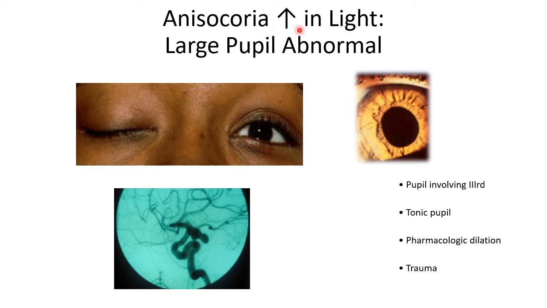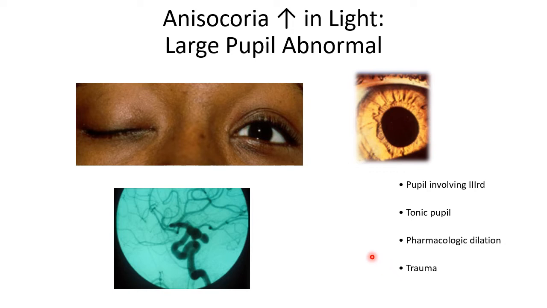So what about anisocoria that's worse in light? Well, here the large pupil is the abnormal one. We're thinking about a pupil that doesn't react. So we're thinking about a pupil involving the third nerve. So it can be due to a third nerve palsy, a tonic pupil, pharmacological dilatation, or even trauma to the iris. We'll get back to this.